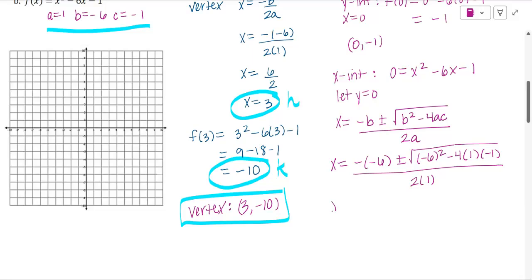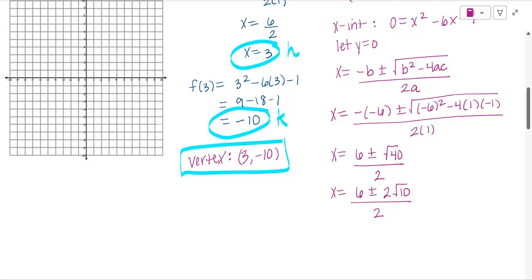All right, so x is 6 plus or minus, let's see what's underneath that square root there. 36 plus 4 is going to be 40, over 2. This can be simplified to 2 times the square root of 10. And then this 2 can divide into both of these items here. So I think that we'll get x is 3 plus or minus the square root of 10.